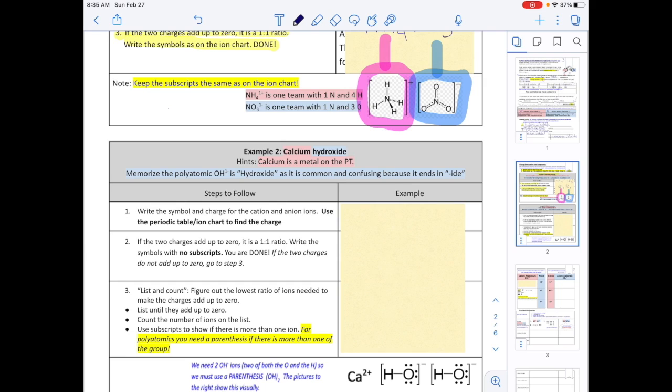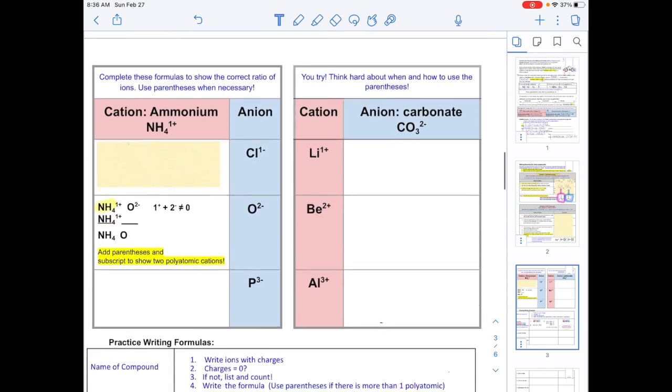Okay, now this one says calcium hydroxide. Calcium is not a polyatomic. Remember, the first word will always be positive, and the only positive polyatomic ion is ammonium that we just saw. So for calcium, I'm going to use the periodic table, and then the next word here is hydroxide. And it's good to memorize that OH is hydroxide. Since it ends with "ide," it can be confusing.